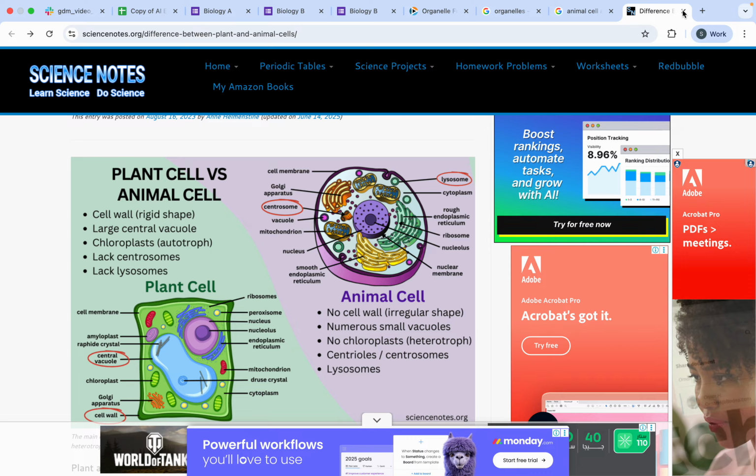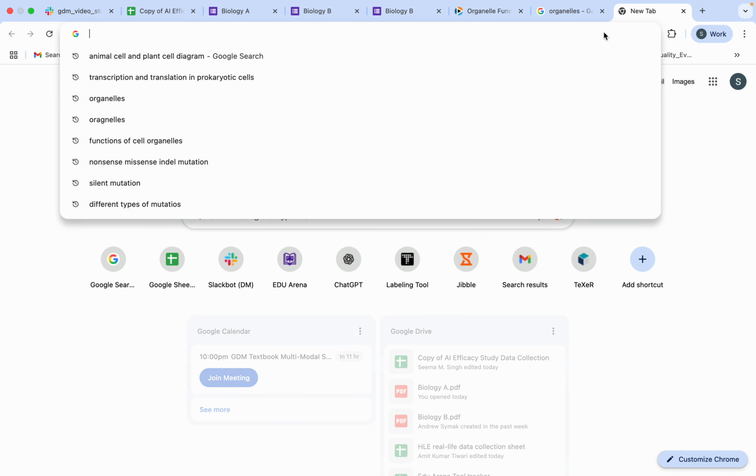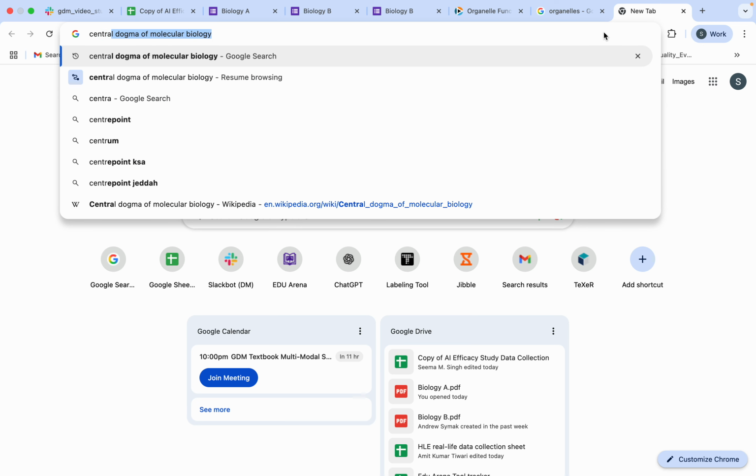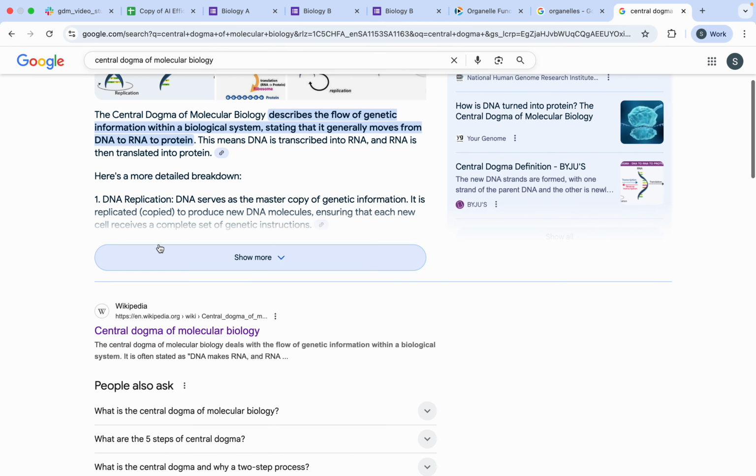Then one more thing we can check is this. Central dogma of molecular biology.